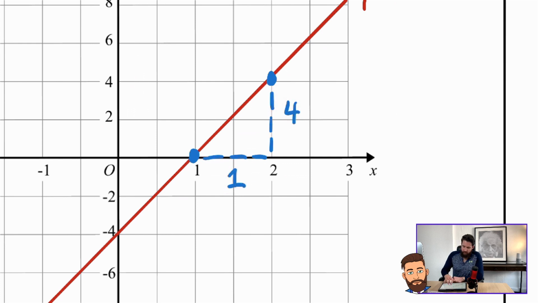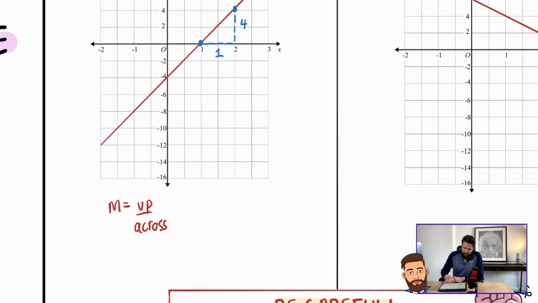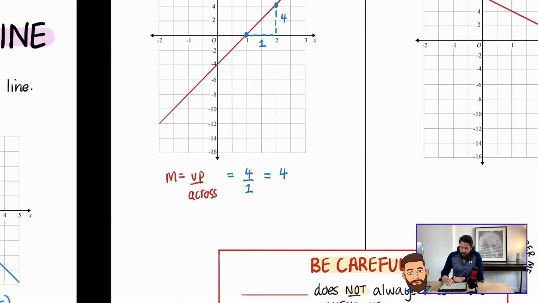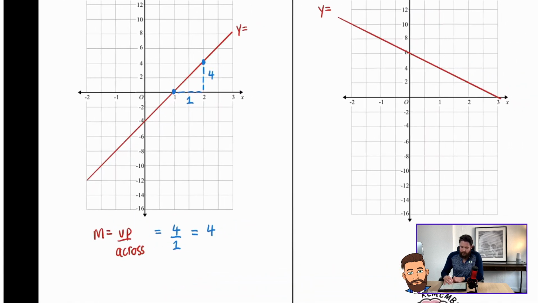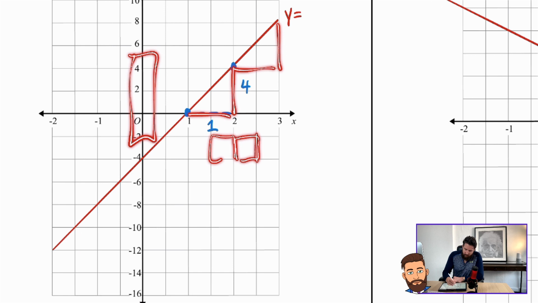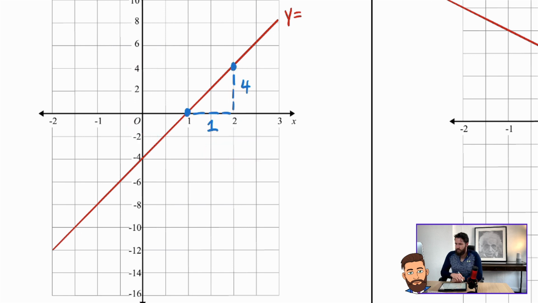Now, we can go and fill in our formula. Up divided by across. It's 4 up and 1 across. 4 divided by 1 is simply 4. So our gradient is 4. What does that mean? Well, it means every time you go across one unit, you go up 4. Across one unit, up 4. And it doesn't look like across 1 and up 4 when just looking at the squares in the background. But if you pay attention and really focus on the scale of the x and the y axis, it definitely is 1 across and 4 up. Okay?